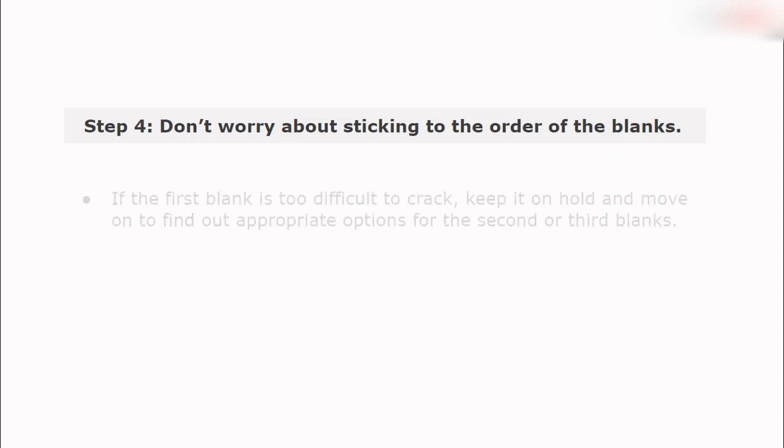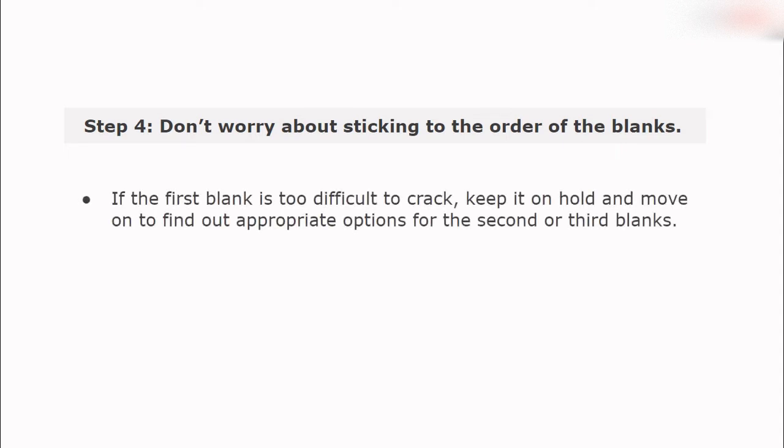Step 4. Don't worry about sticking to the order of the blanks. For example, if you have 3 blanks in a TC question, it is not necessary that you have to start filling it from the first. If the first blank is too difficult to crack, keep it on hold and move on to the appropriate options for the second or third blanks. And the answer that you find for the second blank or the third blank will give you extra context for finding the answer for the first blank.